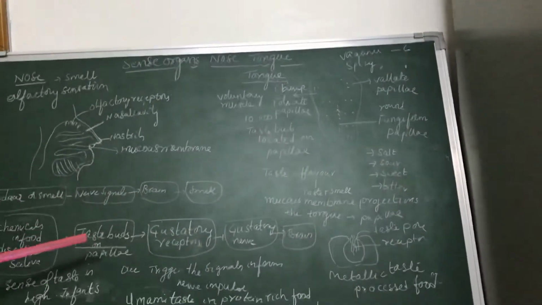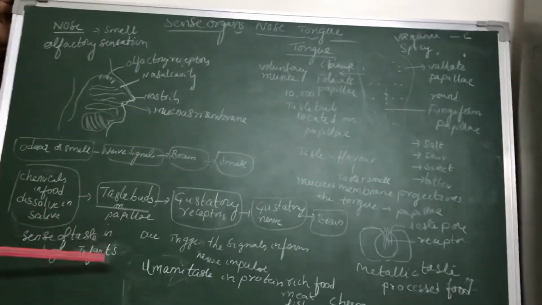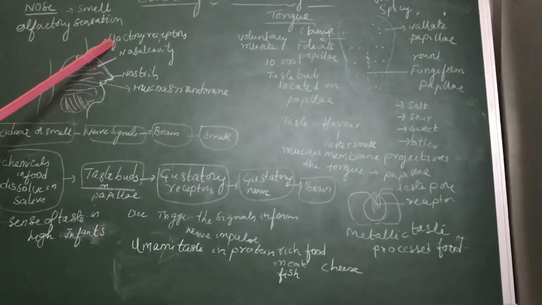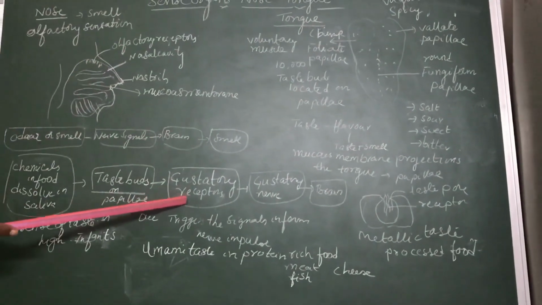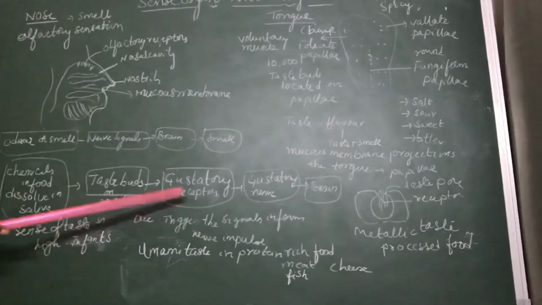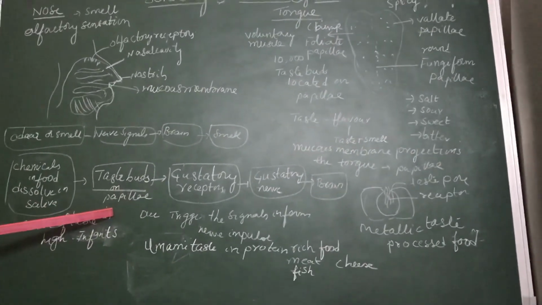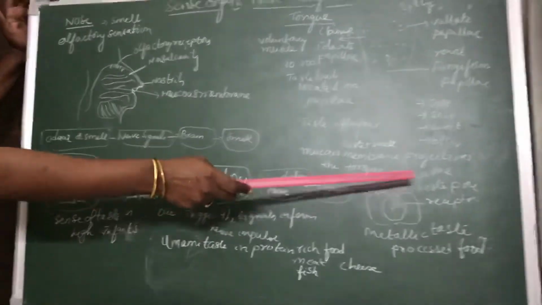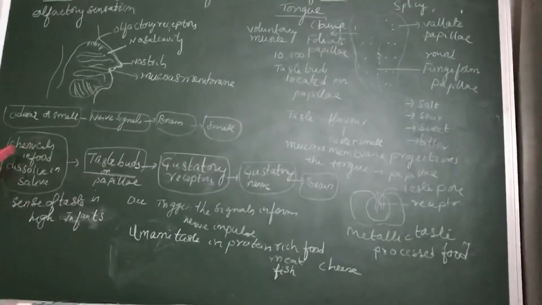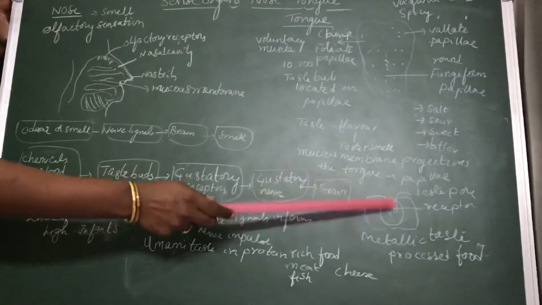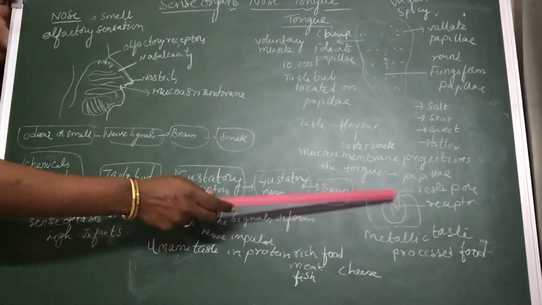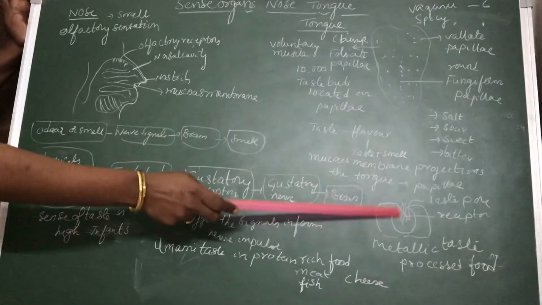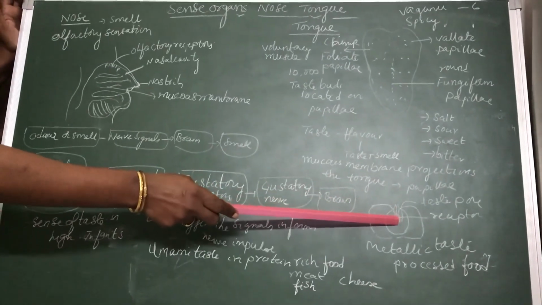Now let us see how we taste. What is the sensation of taste? The taste receptors we call gustatory receptors. The smell receptors we call olfactory receptors. The taste buds are present in the papillae, and these taste buds have a small opening called the taste pore. The food material gets dissolved in saliva, and the taste buds are bathed with the chemicals present in the food as well as saliva. The food material along with saliva enters the taste pore.